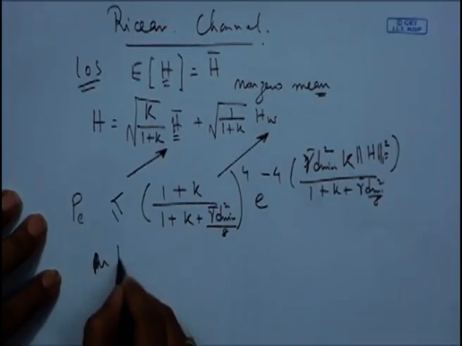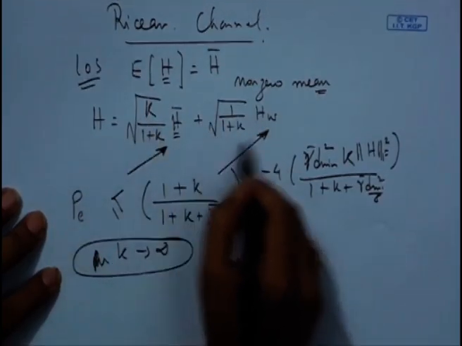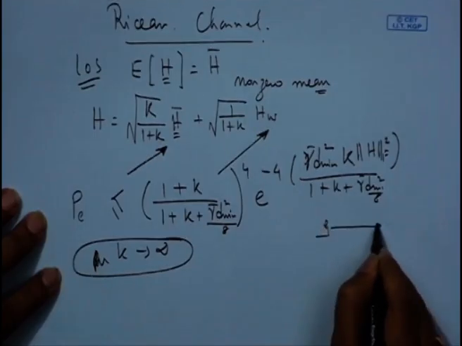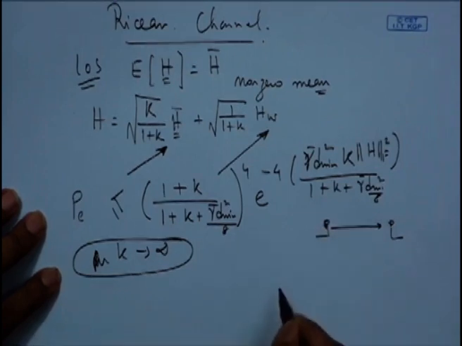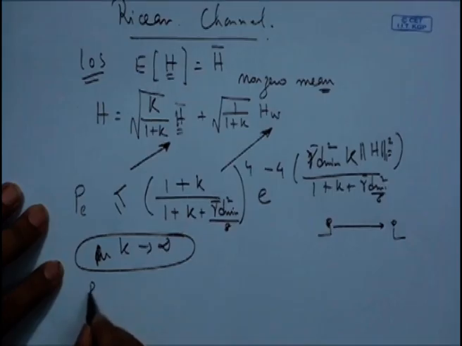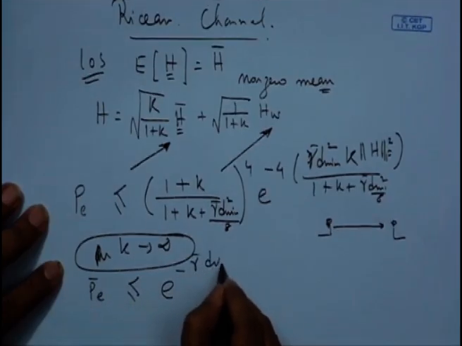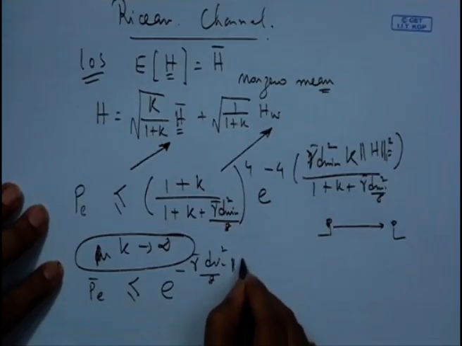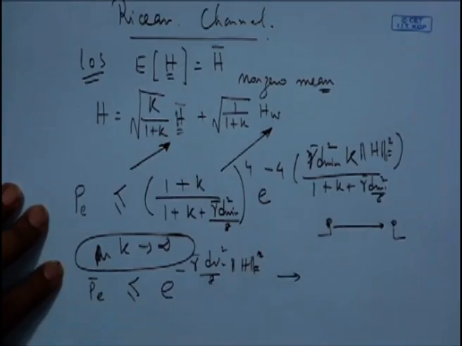So as K tends to infinity, that means as you get a stronger and stronger line of sight component and hardly anything else, that means we have an antenna and there is only direct line of sight, there is no scatterer around. So you can imagine a satellite communication or a microwave link. In that case, of course we're talking of multiple antennas, PE bar is less than or equal to, as K tends to infinity, this converges to the expression e to the power of minus gamma bar d_min squared by 8 mod Hf squared, right? And that means it is tending more towards a line of sight or more towards a non-fading condition.